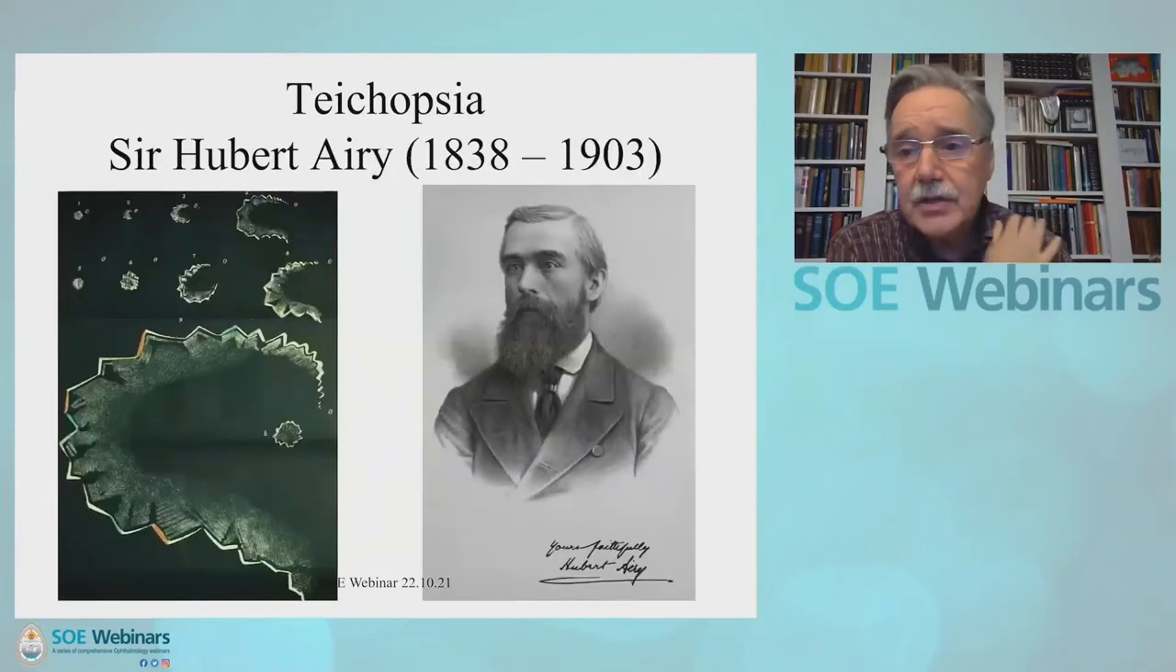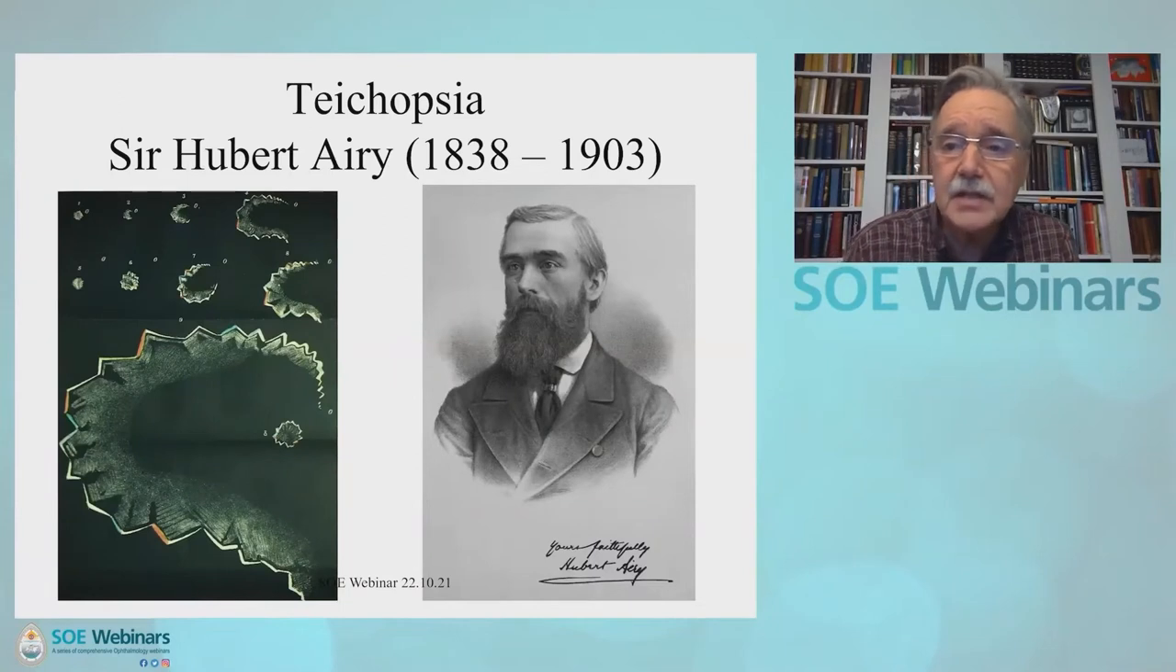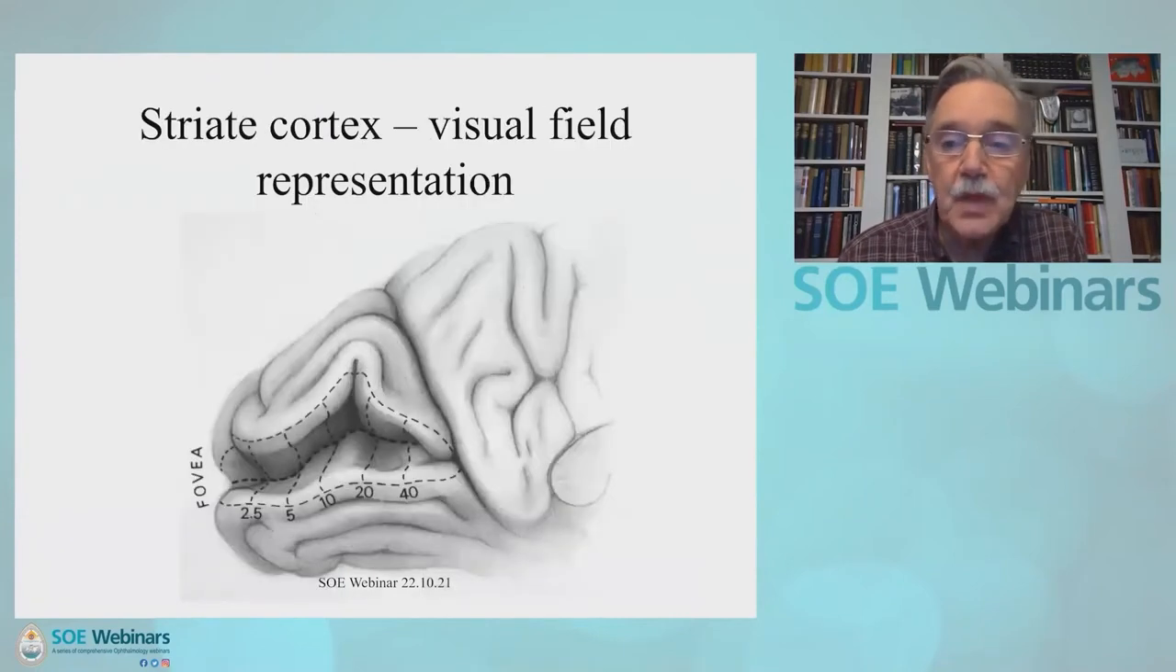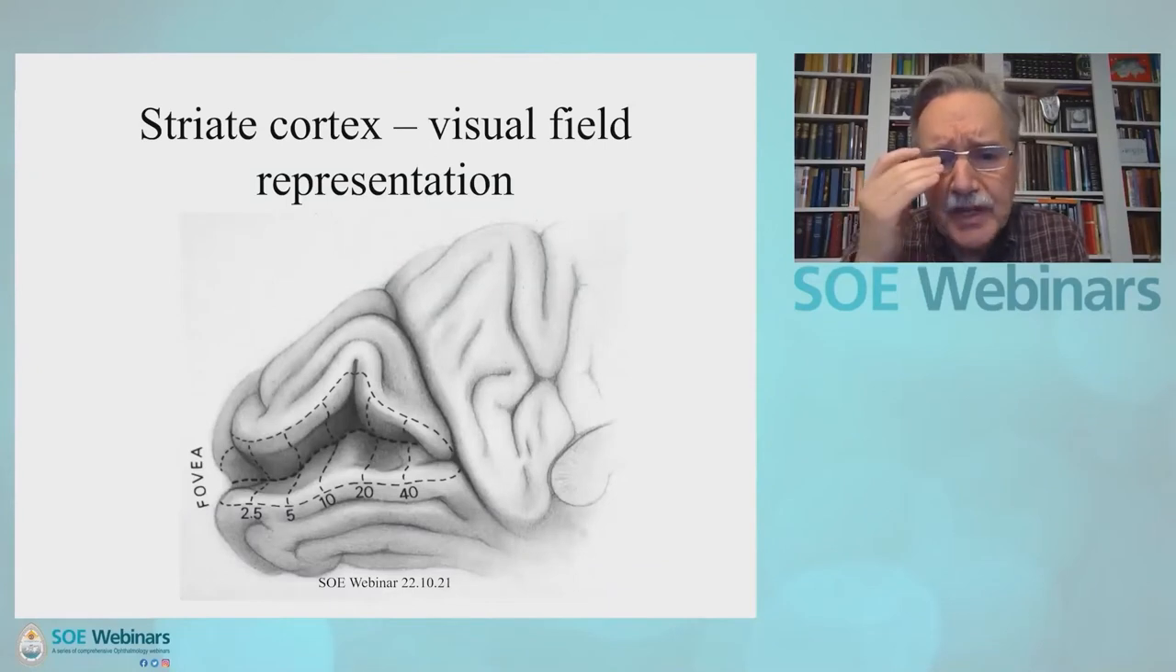It turns out that the term was actually coined by Hubert Airy, who had migraine and did produce many beautiful illustrations of his own migraine aura, which have been published repeatedly. He was referring to this appearance of a bastion fortification when he coined the term teichopsia, wall vision, also known as fortification spectrum. And this has many interesting features.